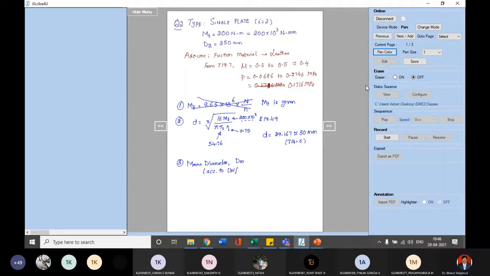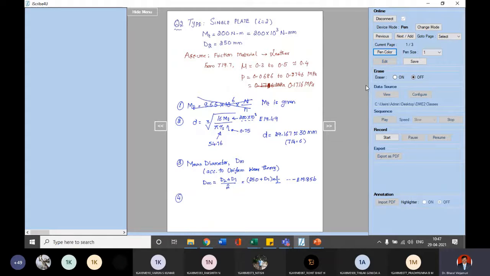So I go for mean diameter DM according to uniform wear theory. Once again you write the equation: DM is equal to (D2 plus D1) by 2. Very simple. I do not know the value of D1, so D2 is 250 plus D1, into 1 by 2. When you write the equation, mention the equation number 19.85b.